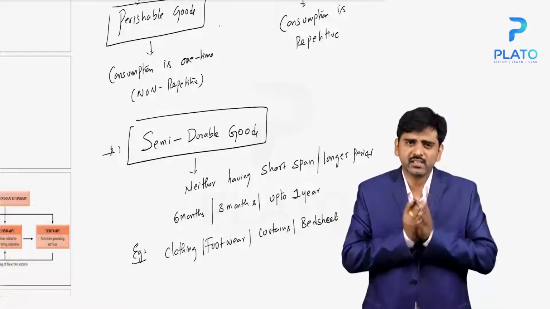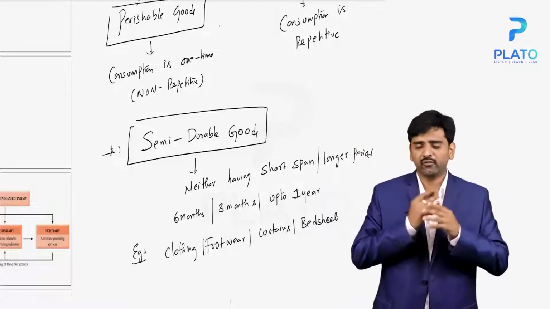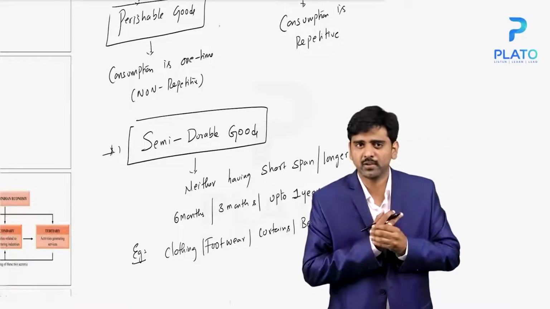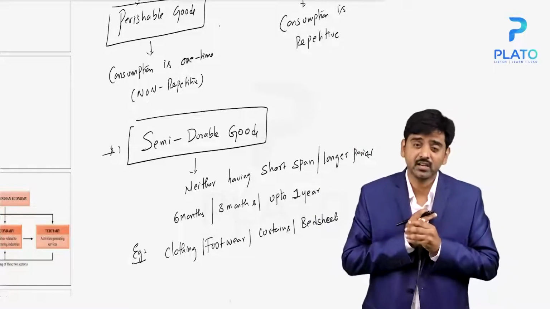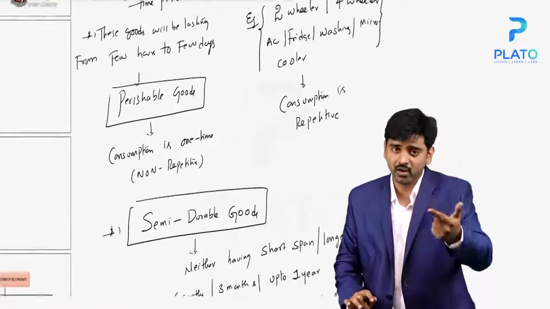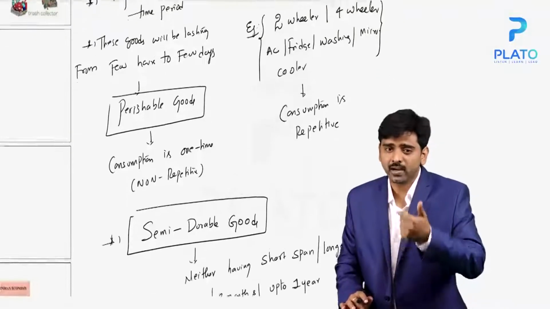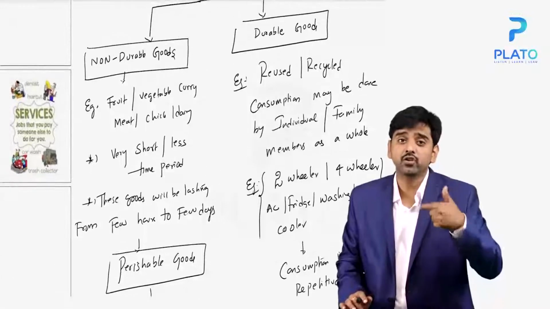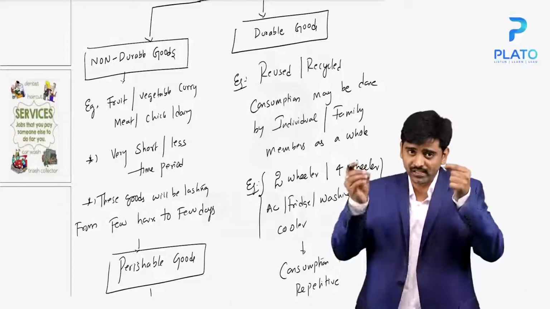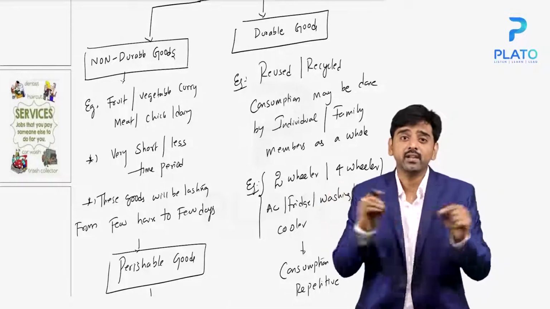Now I am asking a very simple question. If you wake up in the morning, definitely you'll be using some Colgate toothpaste, right? Does Colgate toothpaste come under the non-durable category, the durable category, or the semi-durable category? It comes under the non-durable category only, because once you use that Colgate toothpaste, it cannot be retained or regained.